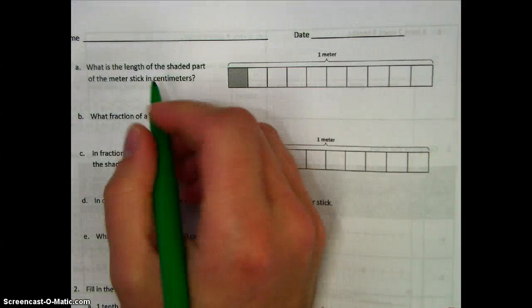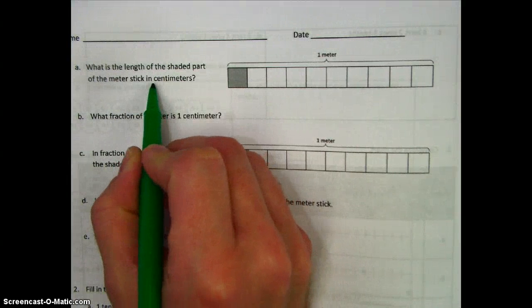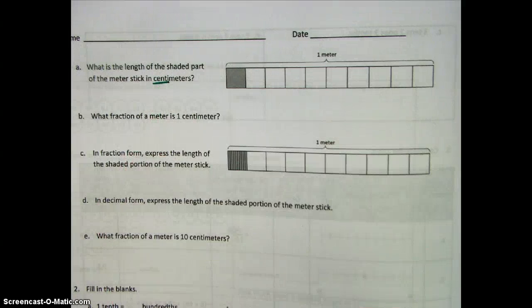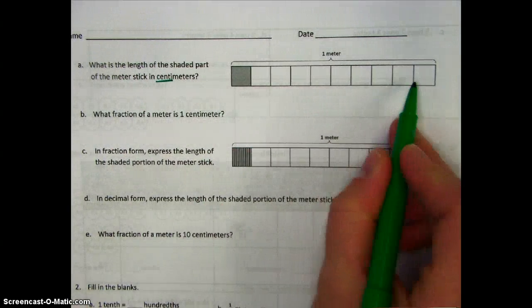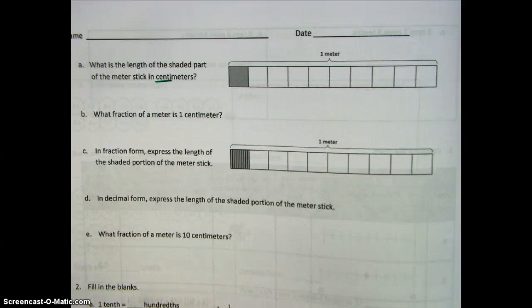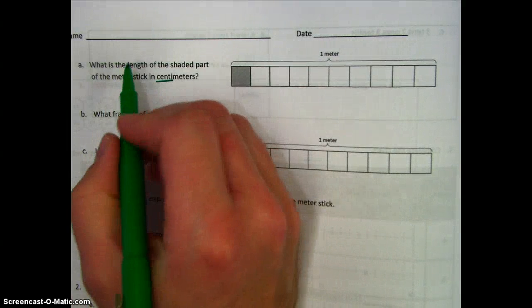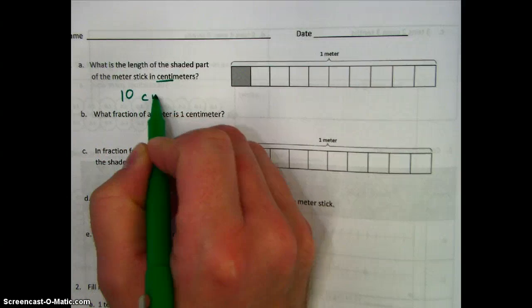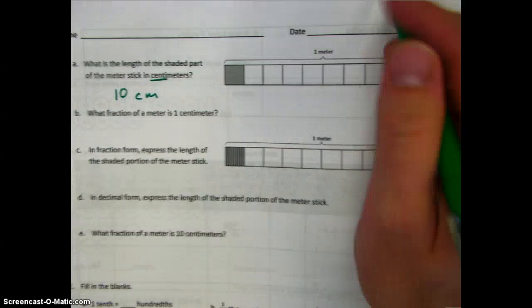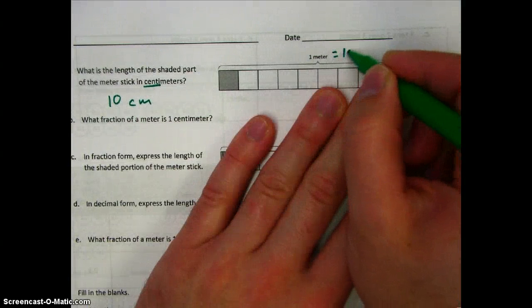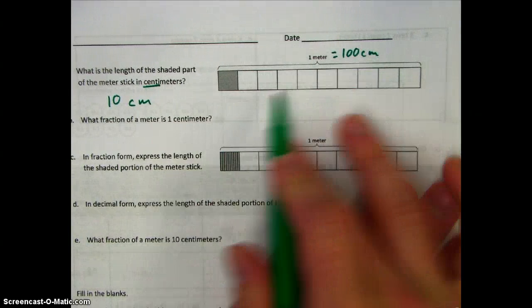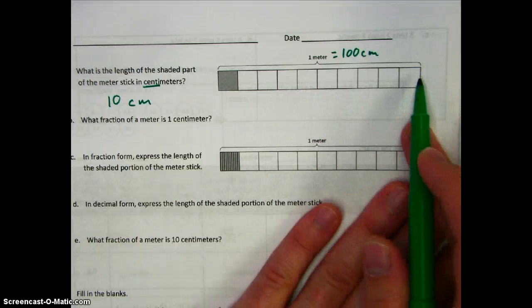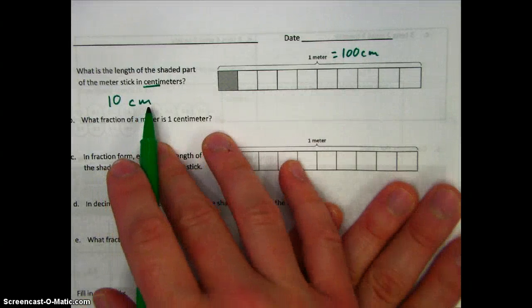Now, from our work with the metric system earlier, we remember that the prefix cent means 100. So in this case, if we have 10 sections, each section then represents 10 centimeters. Okay, because remember that your 1 meter equals 100 centimeters. So taking 100, dividing it up into 10 sections, gets us 10 centimeters.